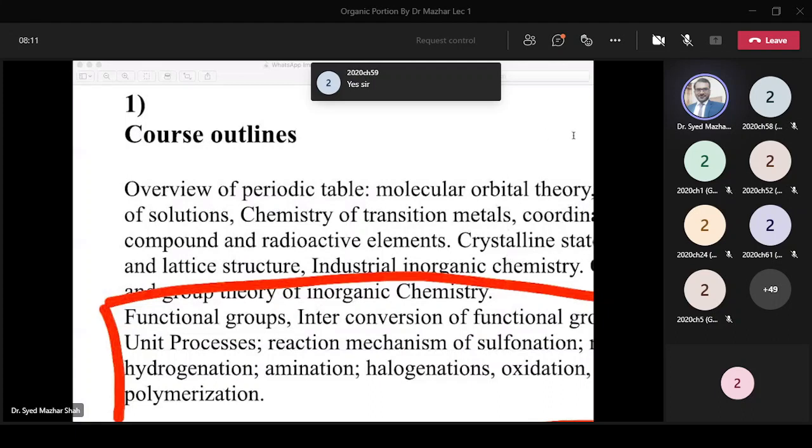Okay, then let's start the functional group portion of our course. This was just an introductory lecture, so we will just learn about the basics or definitions of functional groups.